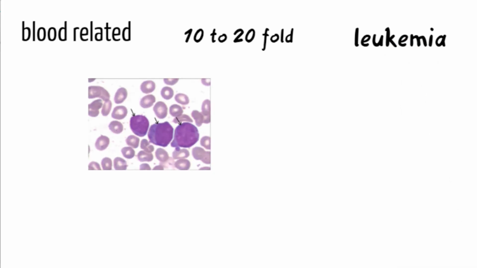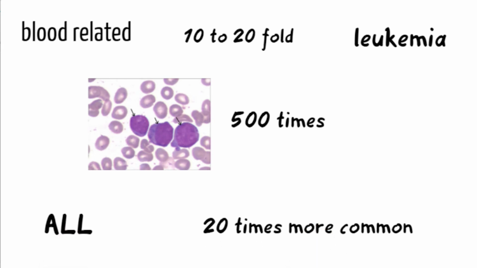Blood related. Children with trisomy 21 have a 10-fold to 20-fold increased risk of developing acute leukemia. The megakaryoblast form of acute myeloid leukemia is 500 times more common. Acute lymphoblastic leukemia is 20 times more common.